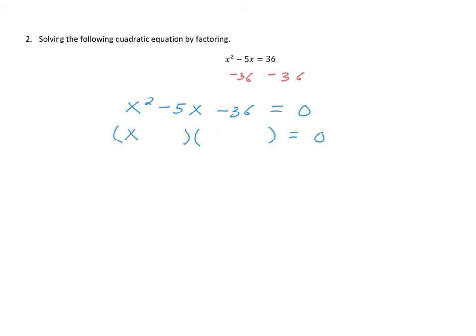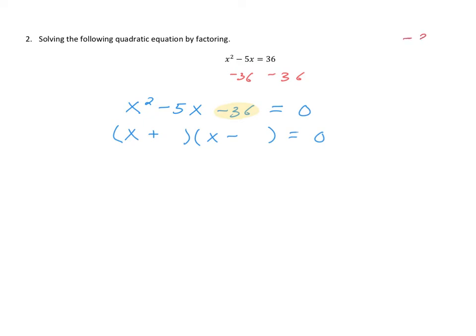So we have to have an x and an x. It has to be a positive and a negative. I know this because the last number is negative, and the product of these two numbers gives me this -36. So now I'm focusing on this -36. I need two numbers that multiply to -36, yet add to -5. So what would those two numbers be?